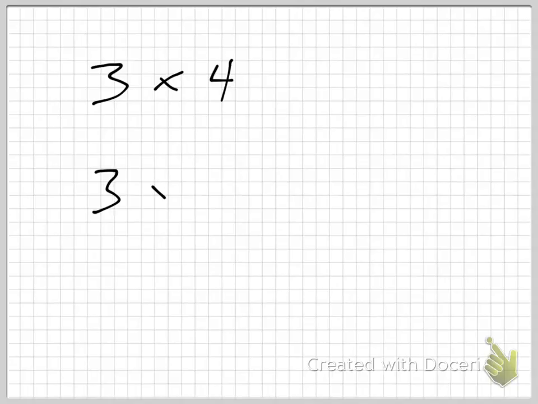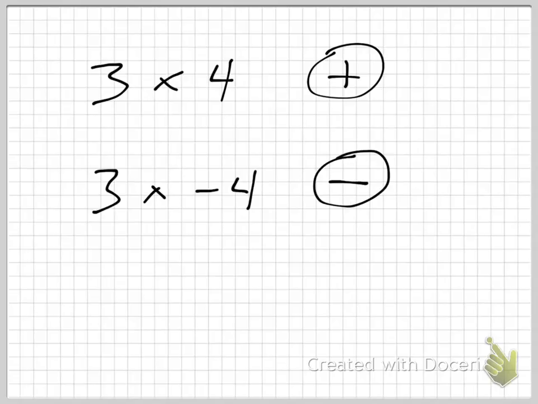So then 3 times negative 4 means that there are 3 sets of what? Negative 4. 3 sets of negative 4. What's negative 4 plus negative 4 plus negative 4? Negative 12. Do you understand what I'm saying? It's that simple. So positive times a positive is always a positive, right? A positive times a negative is a negative, right? 3 sets of negative 4. Okay?